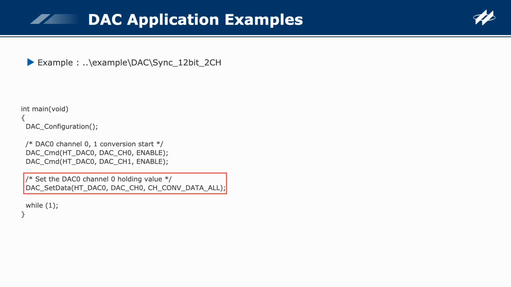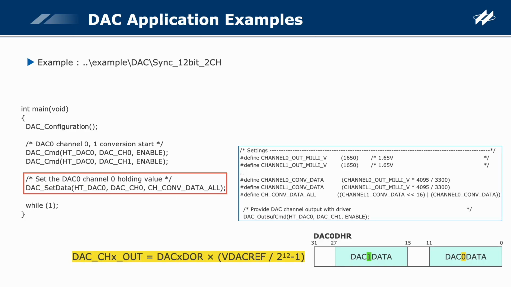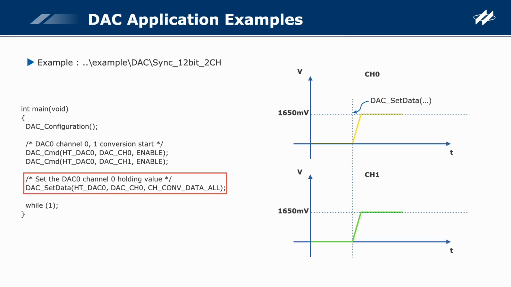Finally, write a digital data, chconf data all, and further analyze the content of chconf data all. First, define the output voltage of the two channels as 1650 mV, which can be calculated by the following formula. Calculate the digital data and finally combine the data of channel 0 and channel 1 into chconf data all. After the data is written, it will be found that both DAC channel 0 and channel 1 output 1650 mV at the same time.